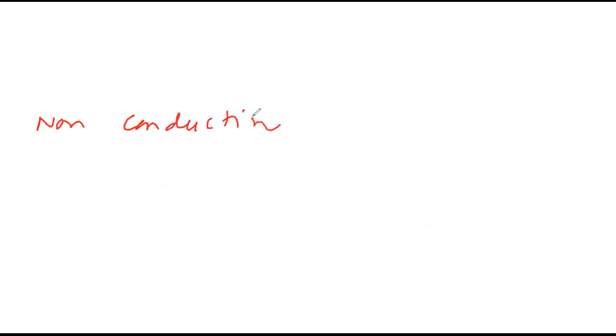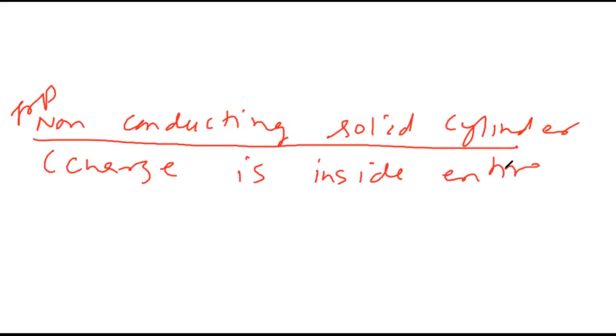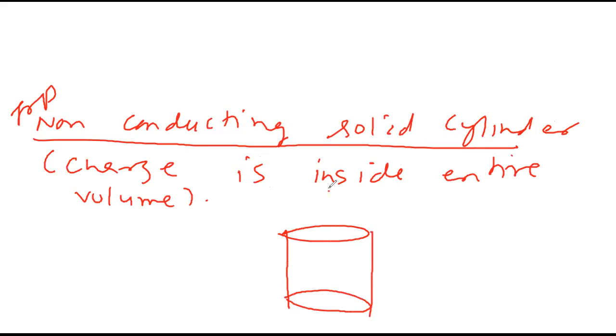Non-conducting solid cylinder. If it is non-conducting, then charge is inside the entire volume or entire space, you can say. So in this case, if this is a cylinder which is non-conducting, having radius R, then charge will be distributed throughout. It will not be on the surface. Distributed throughout.